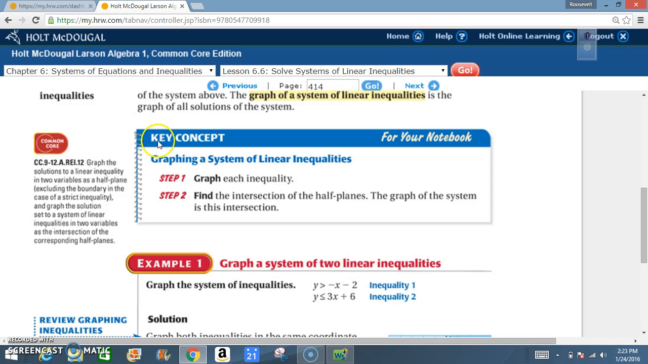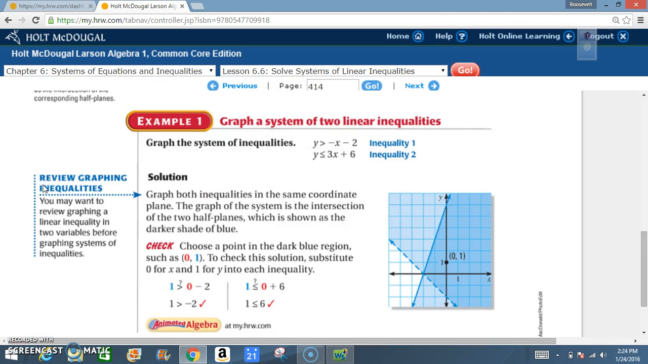Key concept. Don't forget, the key concept along with definitions, examples, and guided practice should be in your notes. Graphing a system of linear inequalities. Step 1: Graph each inequality. Step 2: Find the intersection of the half planes. The graph of the system is this intersection. Essential to this lesson, review graphing inequalities. You may want to review graphing a linear inequality in two variables before graphing systems of inequalities.